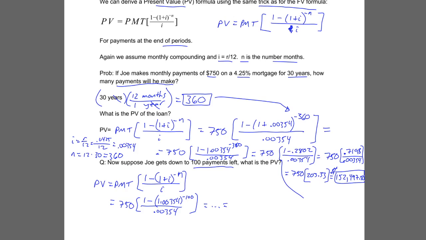All right, so 1.00354 to the minus 100. And then subtract that from 1. And that's interesting. I got a syntax error already. Apparently I'm not as fast as I used to be at this. Oh, this calculator. Okay.